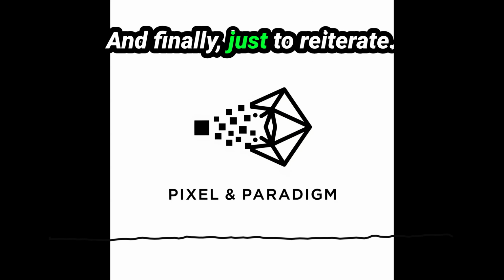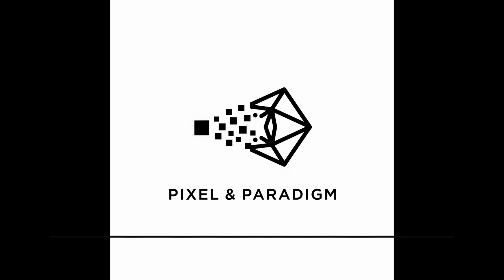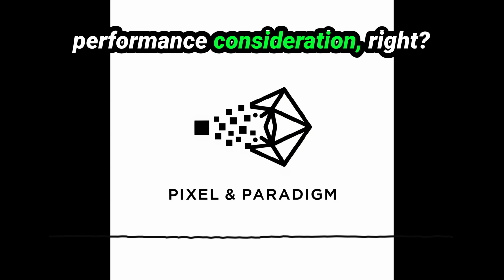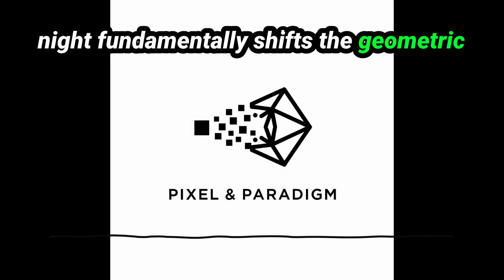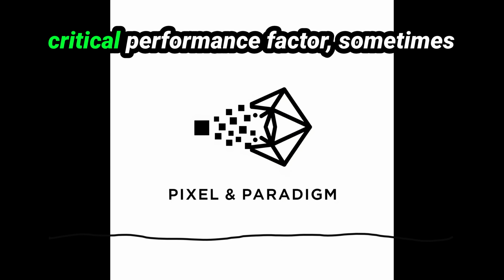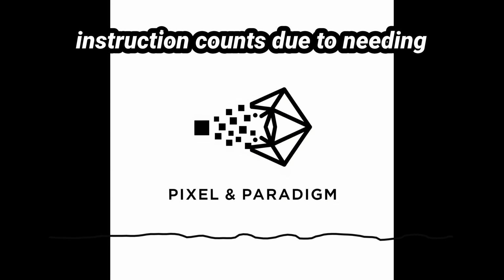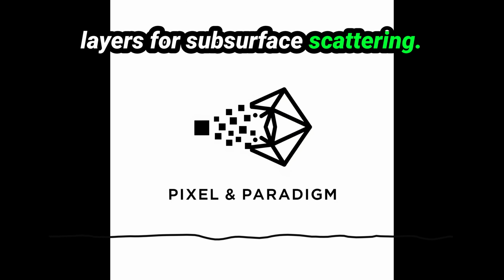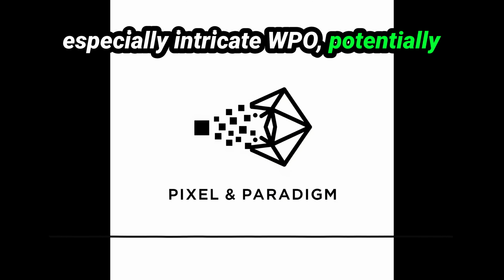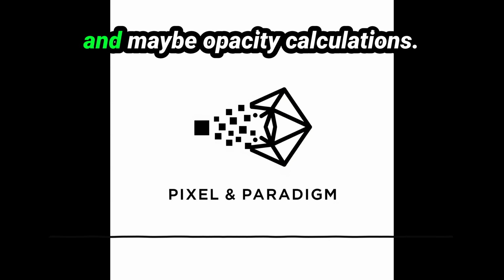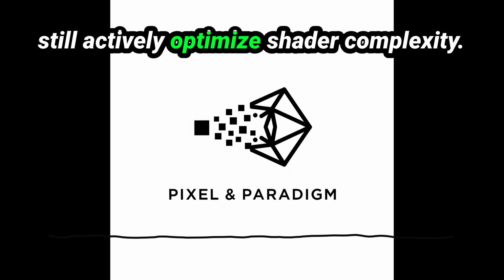And finally, just to reiterate, even with geometric constraints being significantly reduced by Nanite, shader complexity must still be a major performance consideration, right? Absolutely, it's crucial not to forget this. While Nanite fundamentally shifts the geometric bottleneck, complex shaders remain a critical performance factor, sometimes becoming the new bottleneck. Foliage materials often naturally have high instruction counts due to needing layers for subsurface scattering, SSS, complex wind calculations, especially intricate WPO, potentially detailed color variation logic, and maybe opacity calculations if masked materials are used. You must still actively optimize shader complexity.